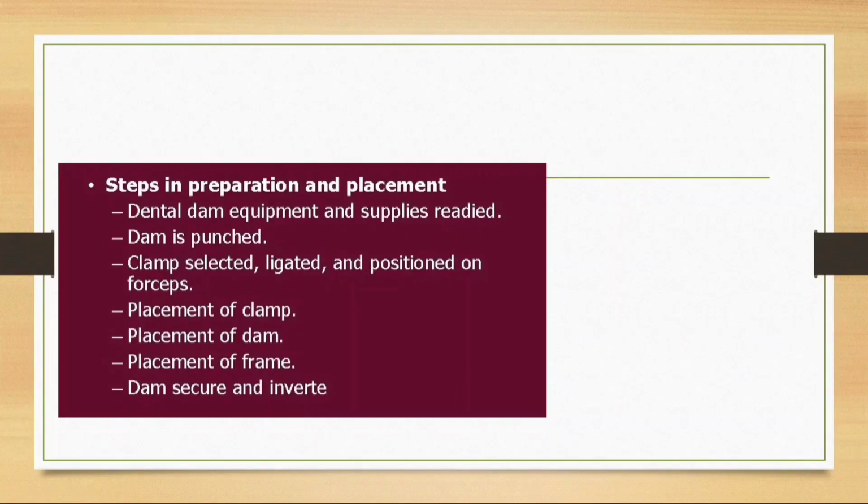And the steps in preparation and placement, that is dental dam equipment and supplies ready. Then the dam is punched, clamp is selected, ligated and positioned on forceps. Then the clamp is placed, then the dam is placed. After that, frame and dam secure on the frame.